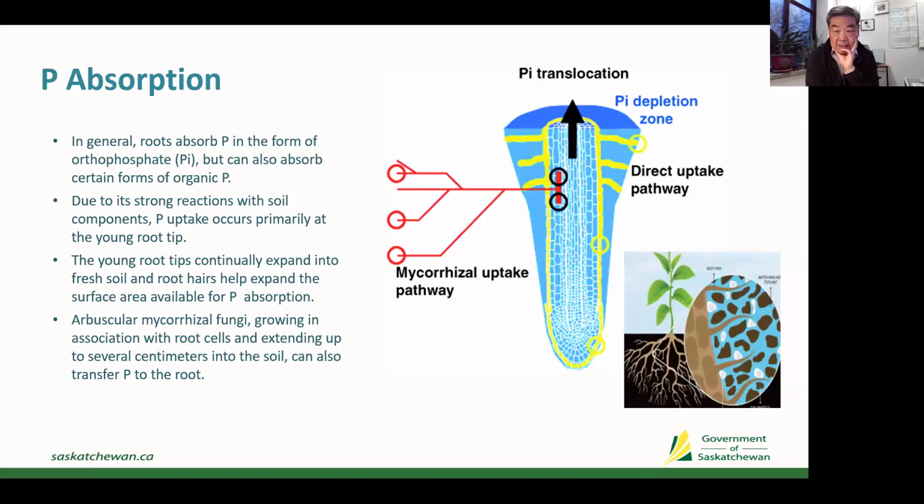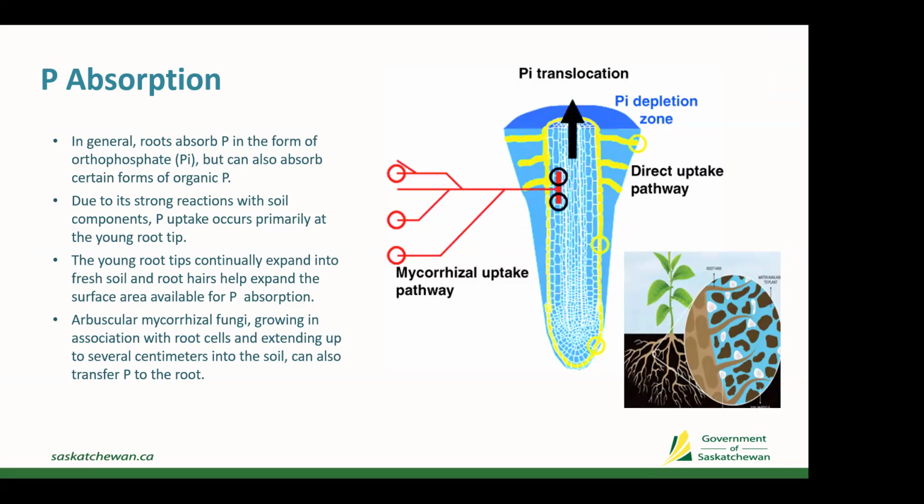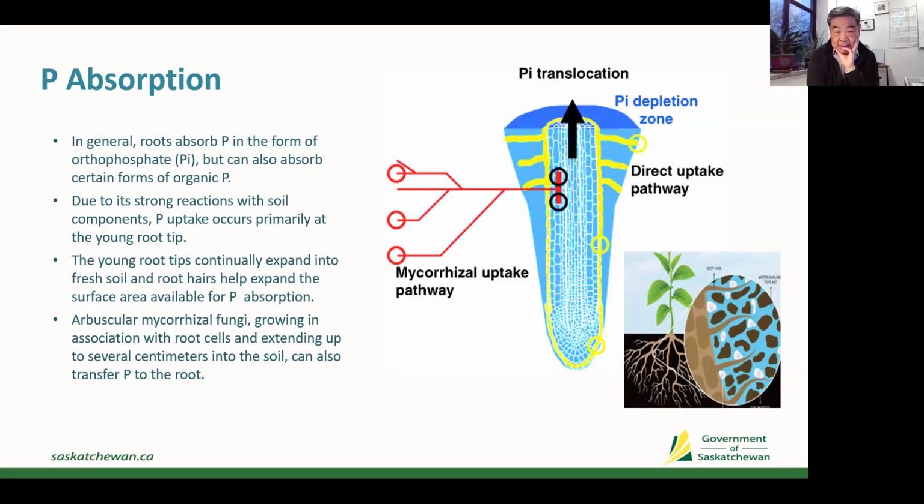P absorption happens naturally through the plant roots. Roots take up free-moving P ions, normally orthophosphate, through contact with the root tips. The young roots can also absorb certain forms of simple organic P. The young root tips continue to expand into fresh areas of the soil as the crops start growing, and root hairs help expand the surface area available for P absorption.